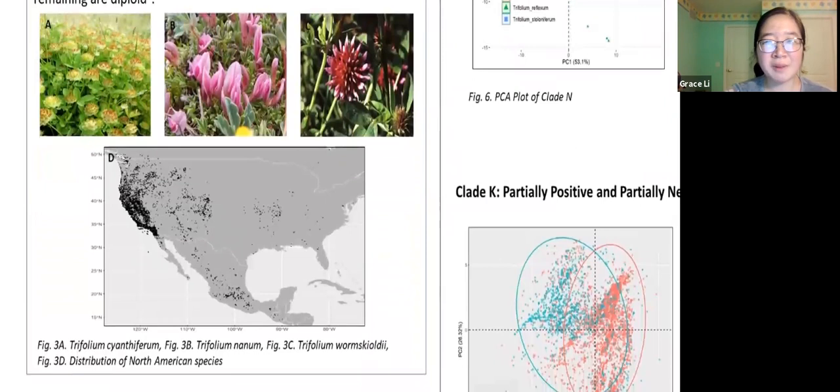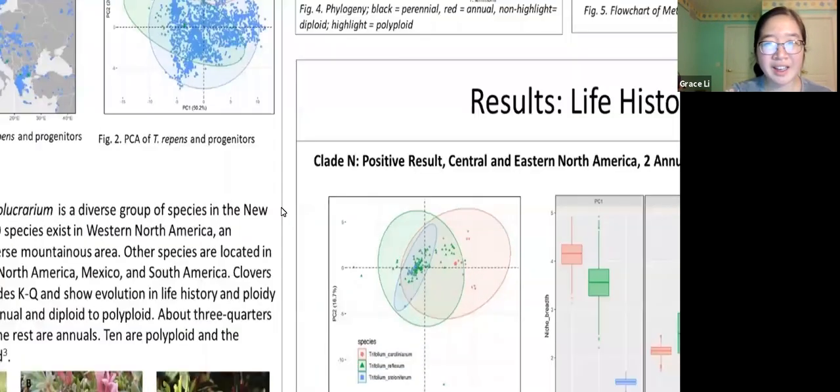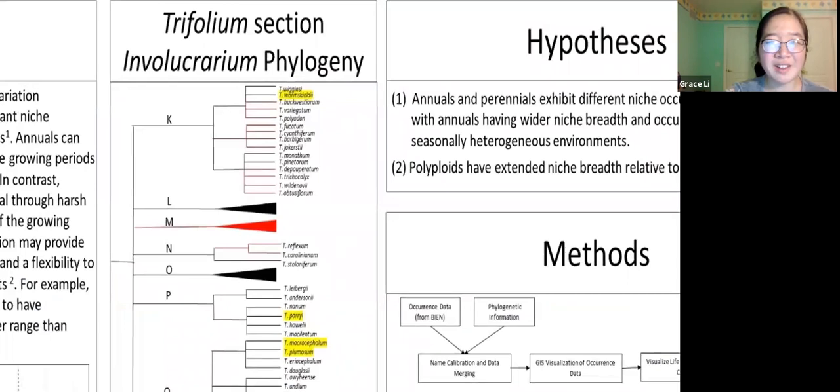The current study system, Trifolium section Involucrarium, is very diverse, located all throughout North America. It has a known phylogeny showing evolution in life history from perennial to annual and evolution in ploidy from diploid to polyploid.